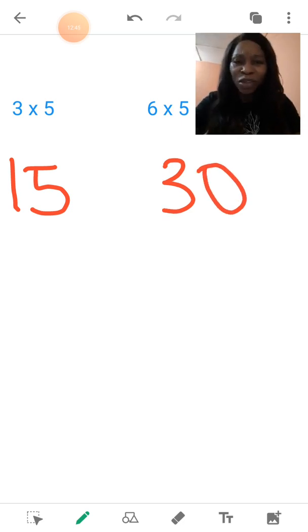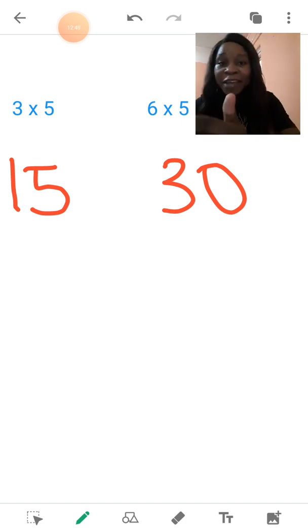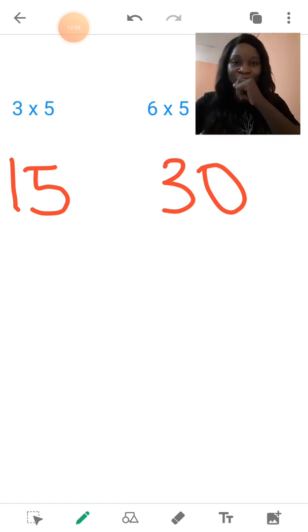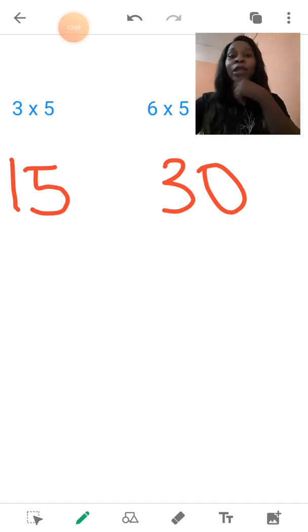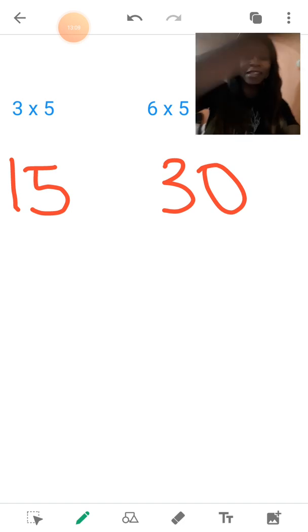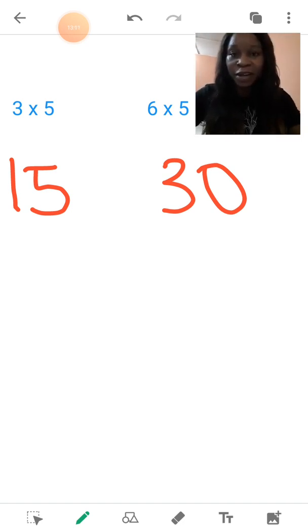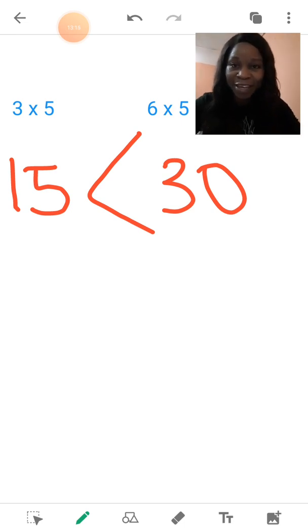Good. Now look at the number. Do we say 15 is bigger than 30 or 15 is smaller than 30? Of course, 15 is smaller than 30. If you say 15 is bigger than 30, will I be counting 30, 15? Oh, no. So 15 is lesser than 30. And remember our less than is the left hand. So we have less than.